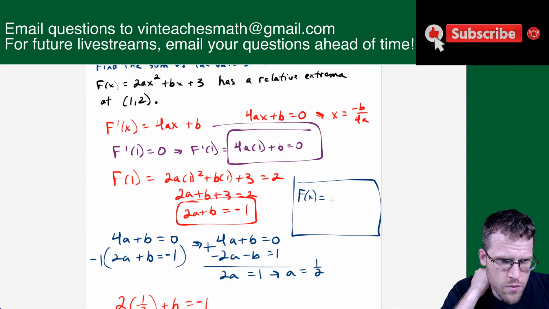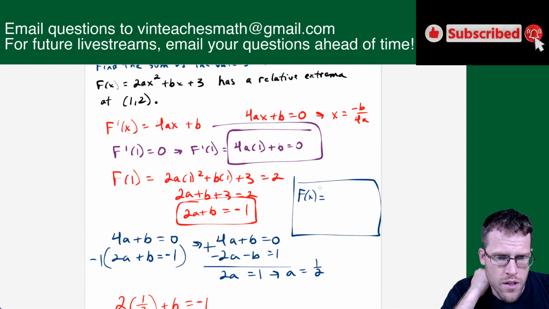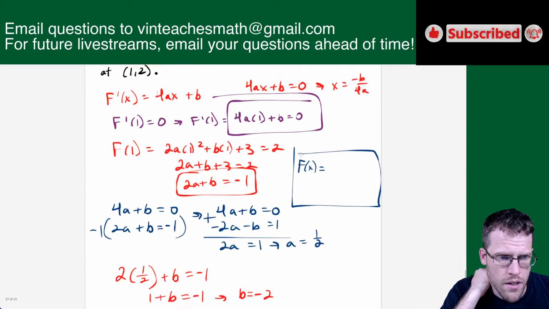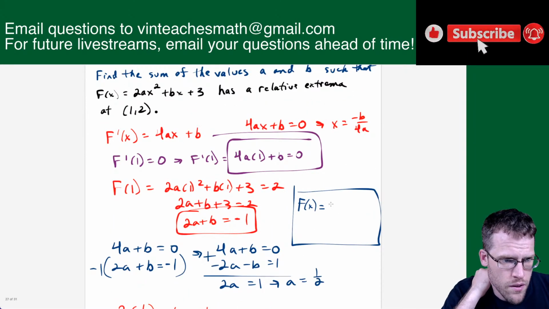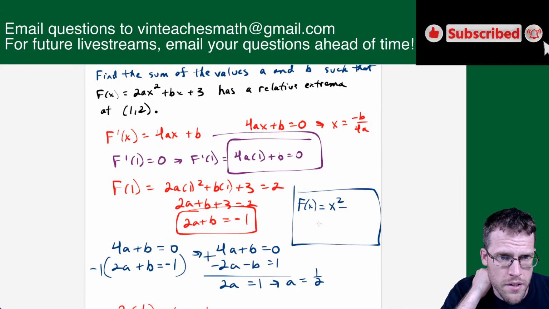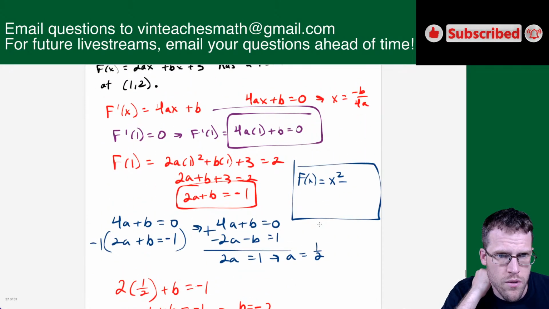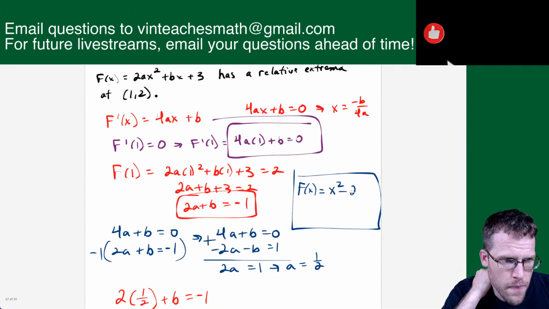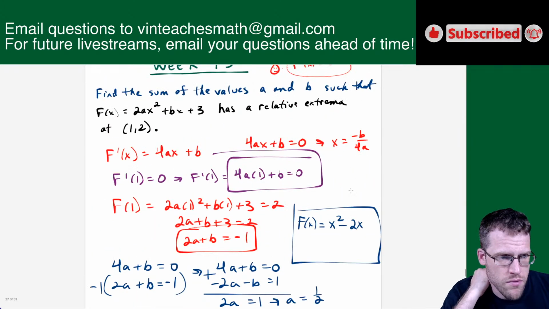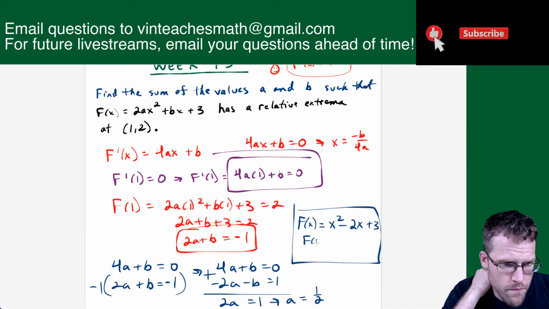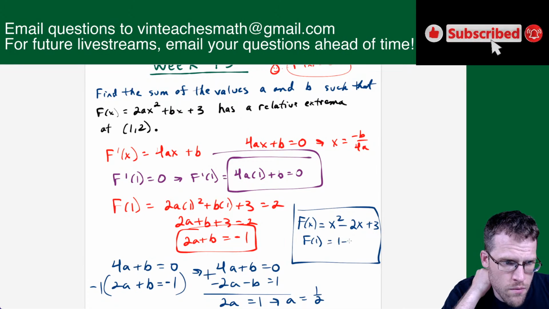Capital F of x equals, just to double check, 2 times a is equal to a half. So that would give us x squared minus b is equal to 2. So we have minus 2. I'm sorry, b is equal to negative 2. So I'd have minus 2x and then plus 3. So a few things to check here. F of 1 is 1 minus 2 plus 3, and that is definitely equal to 2. So that checks out.